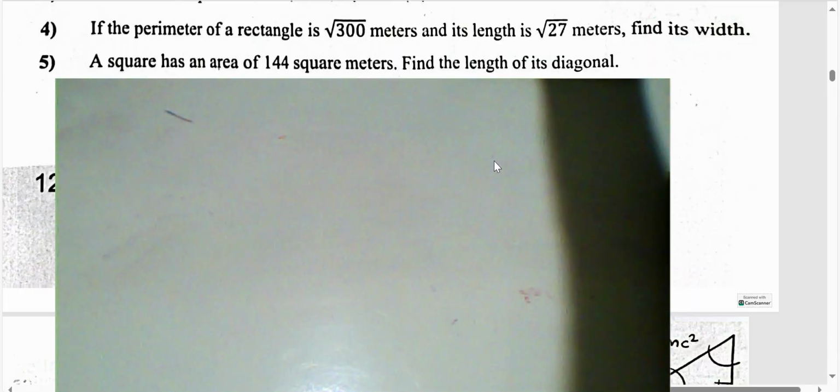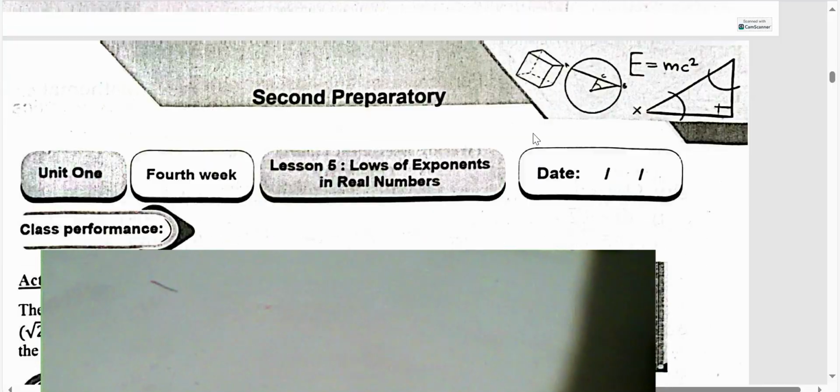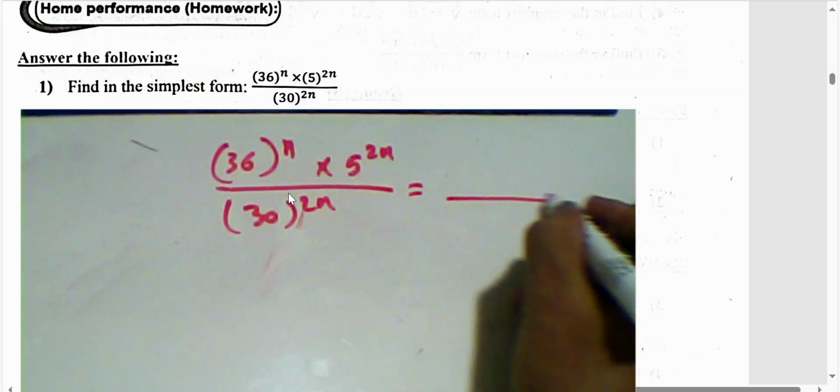Okay, next question. Now we will solve a homework exercise A. Okay, solve this question. Find the simplest form of this expression. We have 36 power n multiplied by 5 power 2n over 30 multiplied by 30 power 2n. We can simplify this expression.